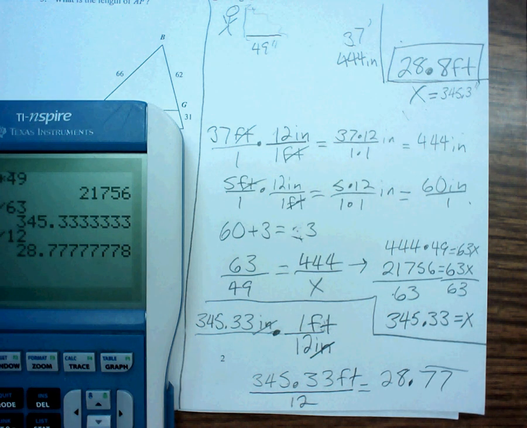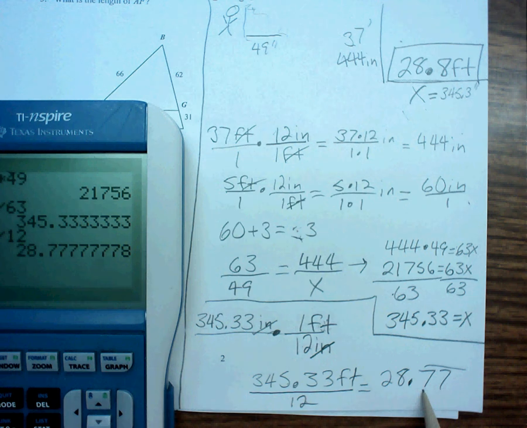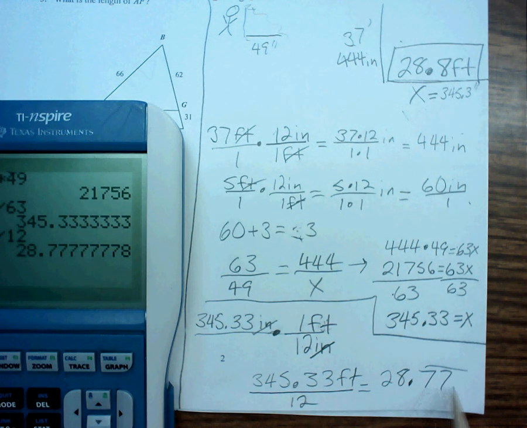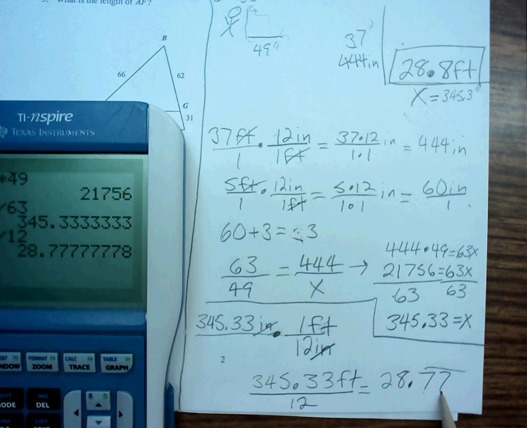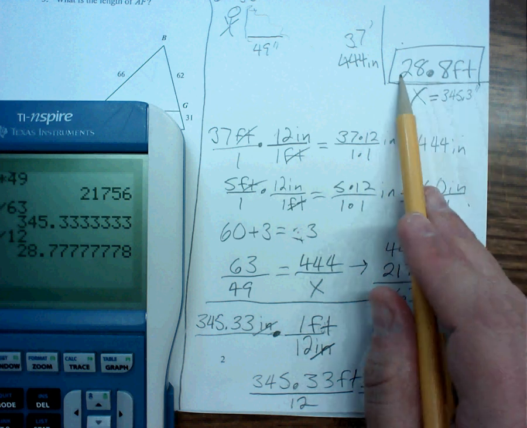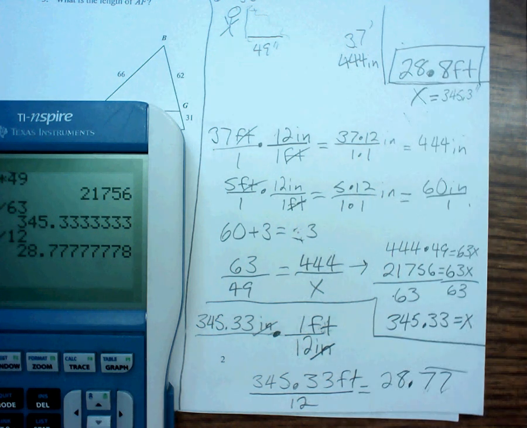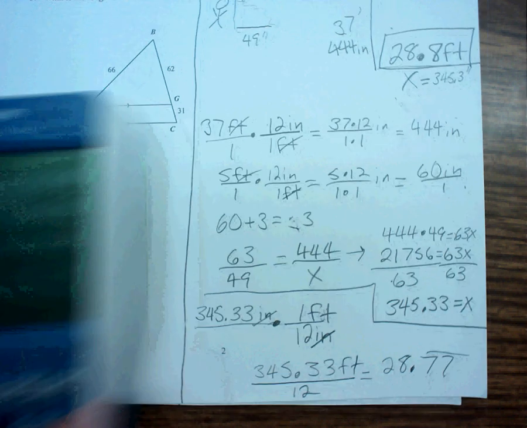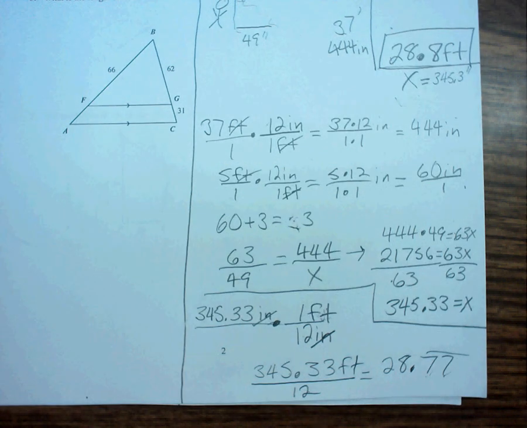How do I round up? This is the 10th spot. I look to the right of that, and I have a 7. 7 is 5 or higher, so I round this number up 1. So it becomes 28.8. Does that make sense? Okay, moving on to the next one. That was a lot of work. I'm tired.